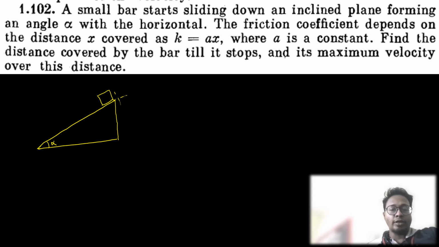Now, as the block travels downward, suppose it travels distance x downward, the coefficient of friction is dependent upon this x. That means as the block goes downward, the surface becomes more and more rough, and the friction force increases. Now the question is asking, find the distance covered by the bar till it stops. Initially x is 0, so the surface is frictionless.